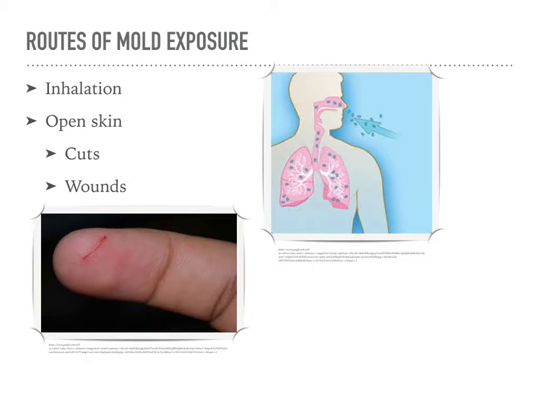And there are different routes of mold exposure. When you think of routes of exposure, you can think of whether you inhale it, ingest it, or absorb something through the skin. But for mold, the two routes of exposure that we want to focus on are inhalation, breathing in the mold spores, or open skin, whether you have had a cut or some type of wound, like the paper cut depicted here. Mold spores can get inside that wound or open skin.